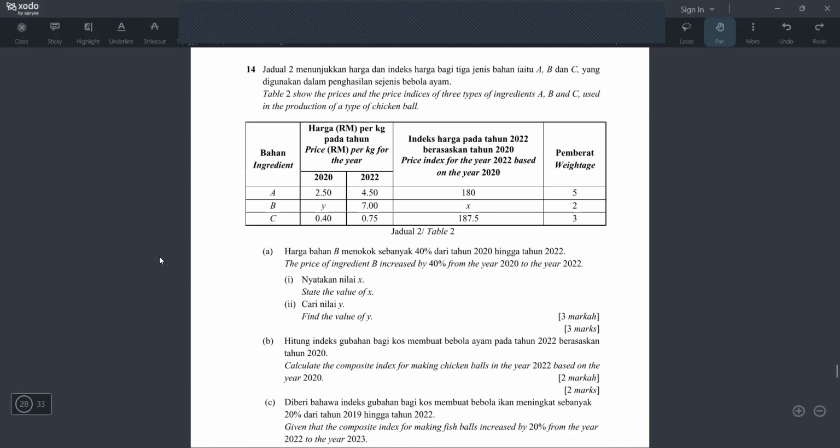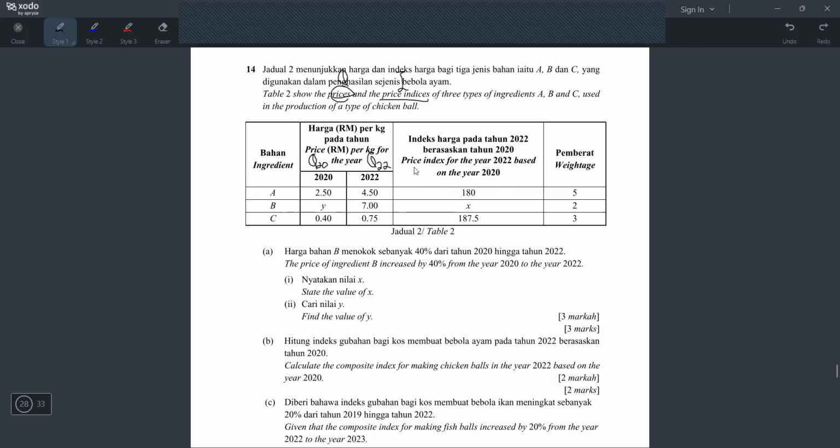Okay, number 14 is definitely index number. All right, so let's do it. Table 2 shows the price and price index. The price symbol we use Q. Price index symbol is I of 3 types of ingredients A, B, C used in the production of a type of chicken ball. So you need 3 ingredients to make chicken ball. All right, this is the price in 2020. So I will call this the Q 2020. This is the price also. I'll call it the Q 2022.